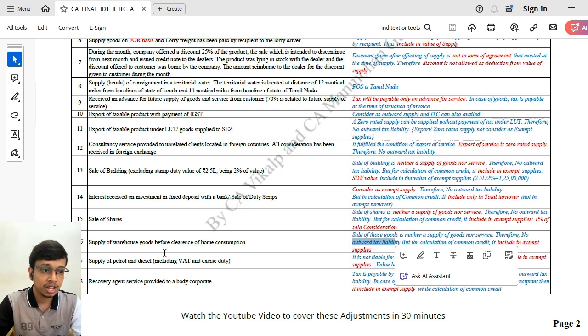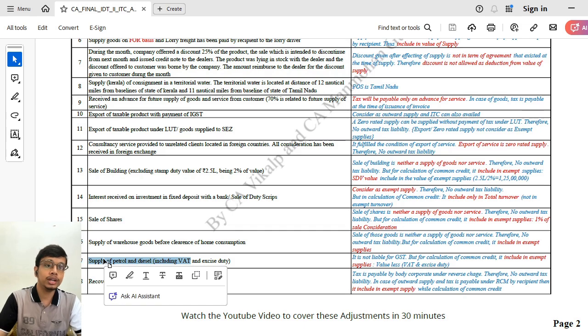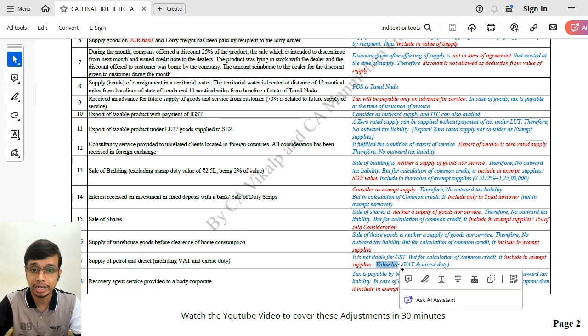ITC. And supply of petrol and diesel including VAT and excise duty is also not considered in GST, so there is no outward tax liability, but it is considered as an exempt supply for calculation of common ITC. And the value included in exempt turnover and total turnover will be value less VAT and excise duty. We will deduct excise and VAT from the total value, then include it in exempt turnover and total turnover.